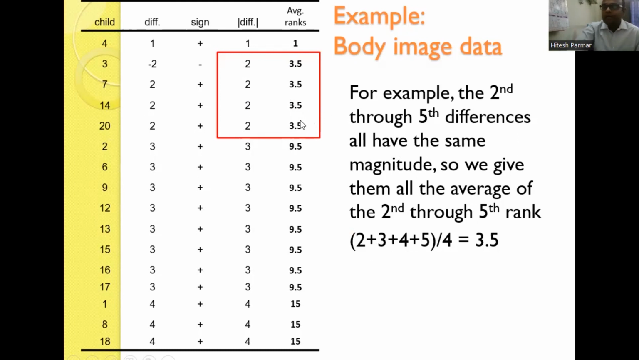Right. So up to rank 5 we have already given. Then we start again with 3. How many 3s? 1, 2, 3, 4, 5, 6, 7, and 8. Total 8 numbers. We have ended with number 5, so we need to start with 6 plus 7 plus 8 plus 9 plus 10 plus 11 plus 12 plus 13, which is 76, and divide by the number of observations. So the answer will be 9.5. This is how we have given 9.5. And then similarly for this rank, the average rank is given. Like this, average ranks are given.